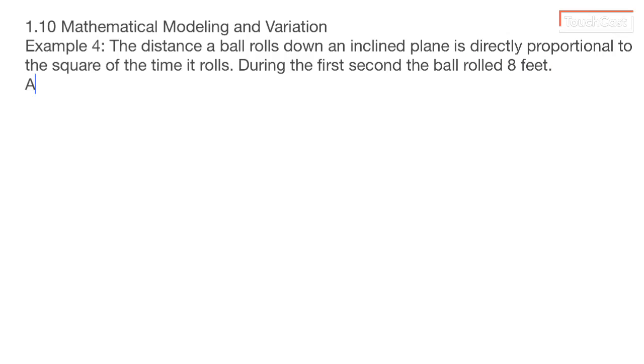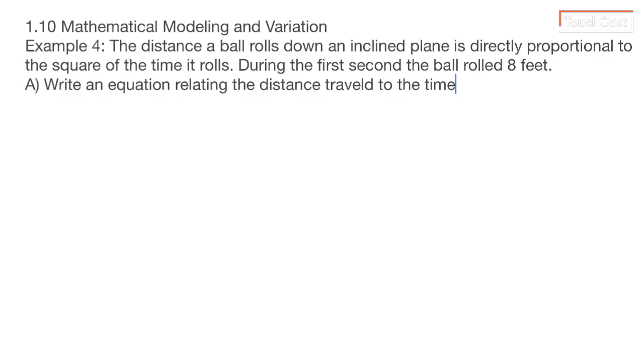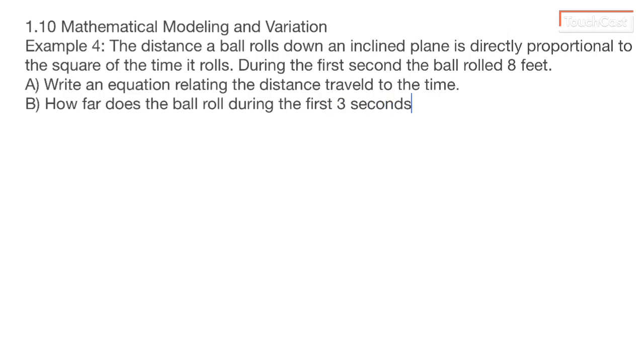We have to do two things. First, we need to write an equation relating the distance traveled to the time. And then we have to determine how far does the ball roll during the first 3 seconds. So let's start with part A. Let's write that equation.